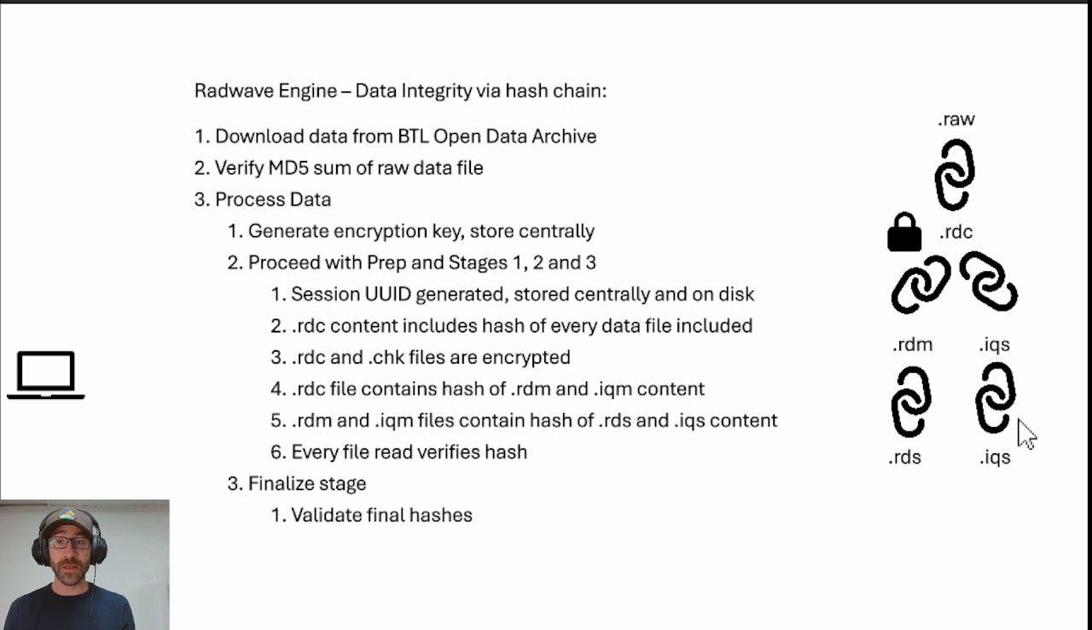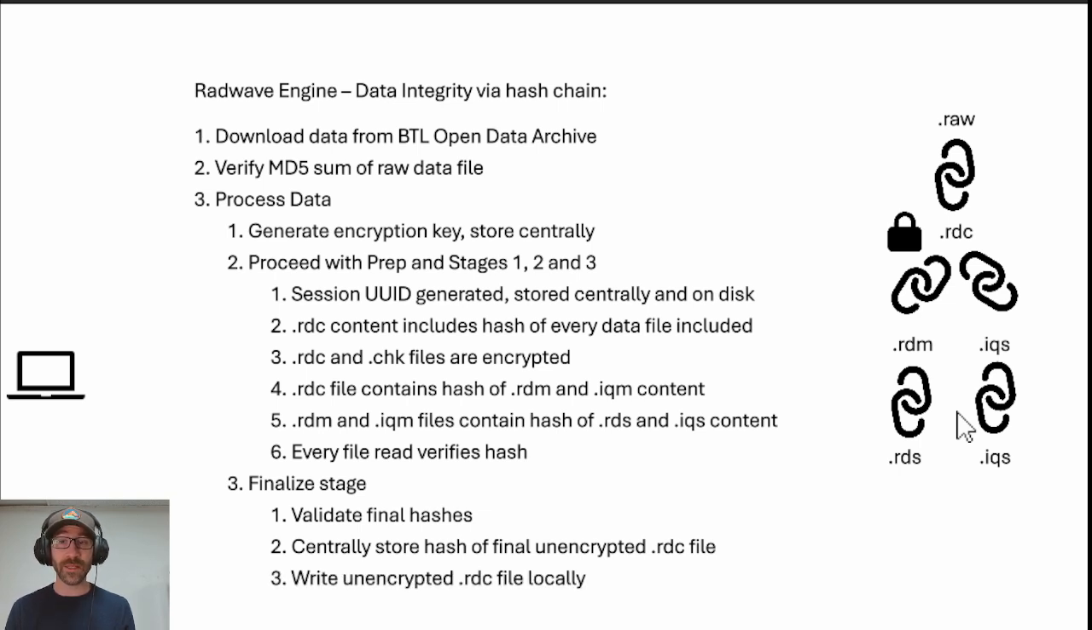The finalize stage, at that point, validates the final hashes of all of the content, and then it centrally stores the hash of the final unencrypted RDC file, and it writes that RDC file unencrypted locally. So once we're all done with all of the processing, no files are encrypted on your local server. Everything has hashes that have been computed during processing, and that's all stored. The hashing information is stored centrally within Radwave, so we have a trusted place we can go to know that nothing's being tampered with.